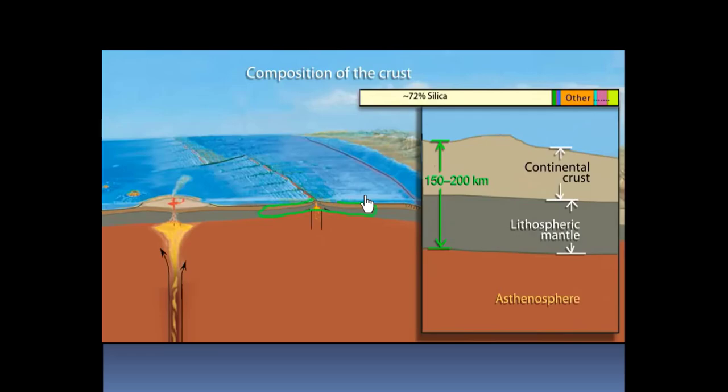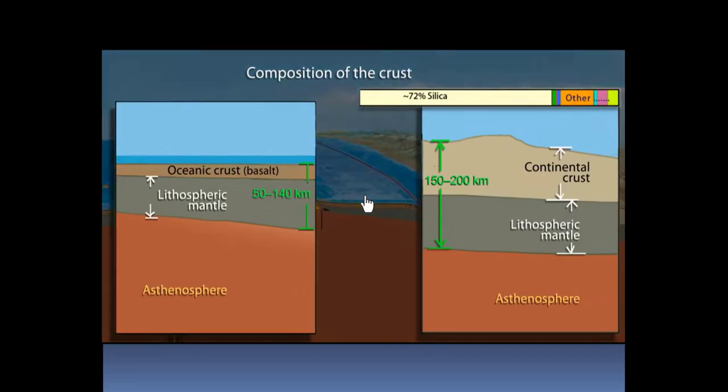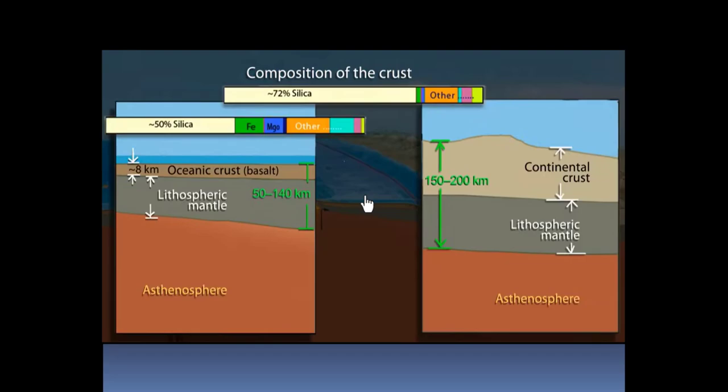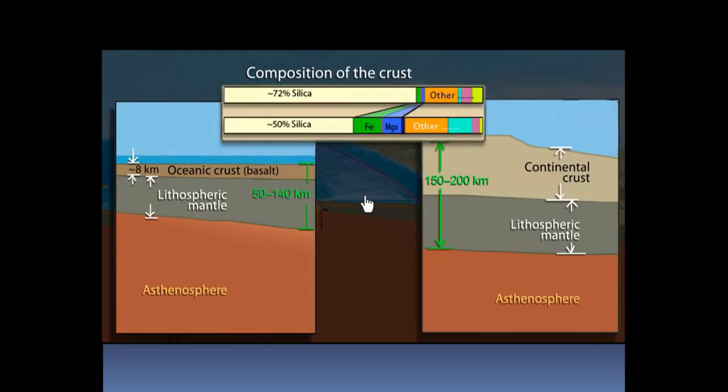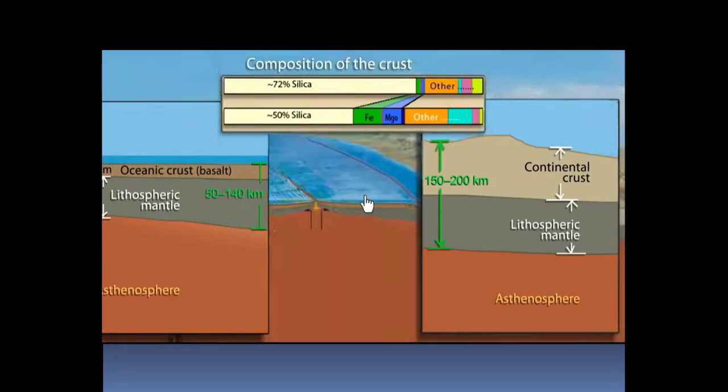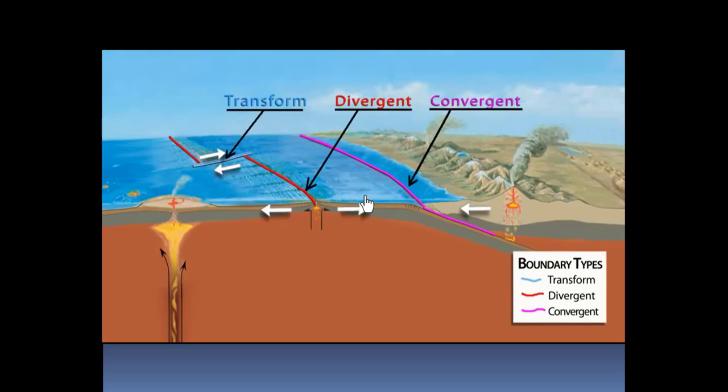Oceanic lithosphere, formed at spreading ridges, is typically 50 to 140 kilometers thick. Oceanic crust is only around 8 kilometers thick and is denser than continental crust because it contains less low-density silica and more high-density iron and magnesium. Thus, it forms the ocean floor with its top surface below sea level. Relative motion between plates can be broadly grouped into three main categories: transform, divergent, and convergent.